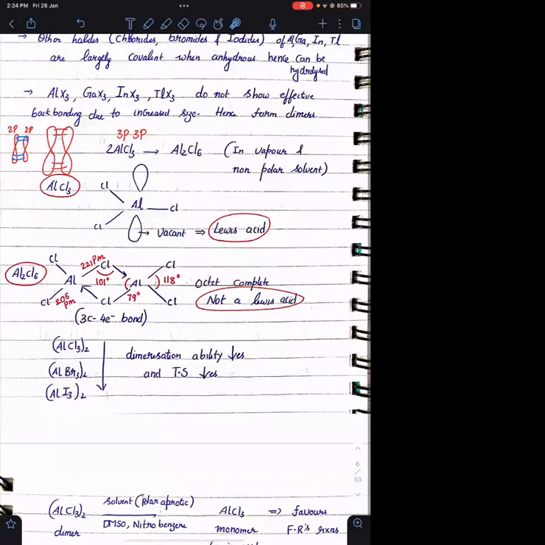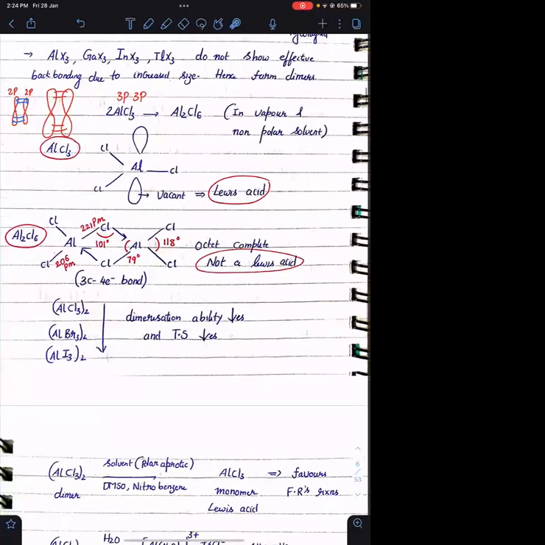So if it is a monomeric state, you are having a vacant p orbital, it can act as Lewis acid. Suppose if you are forming a dimer, in that case what is happening? इसके lone pair जो है इसको दे देंगे, इसके lone pair इसको दे देंगे. So it is having 8 electrons. If it is having 8 electrons, उसका octet complete हो गया. So it cannot act as a Lewis acid.